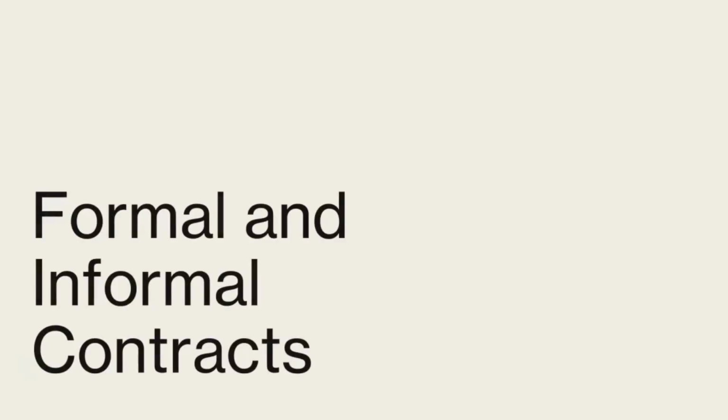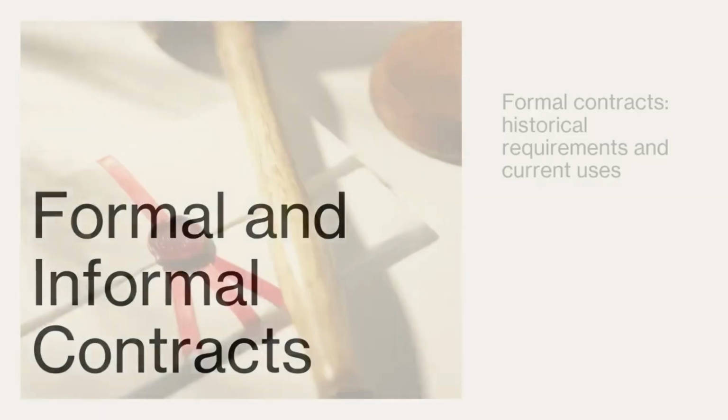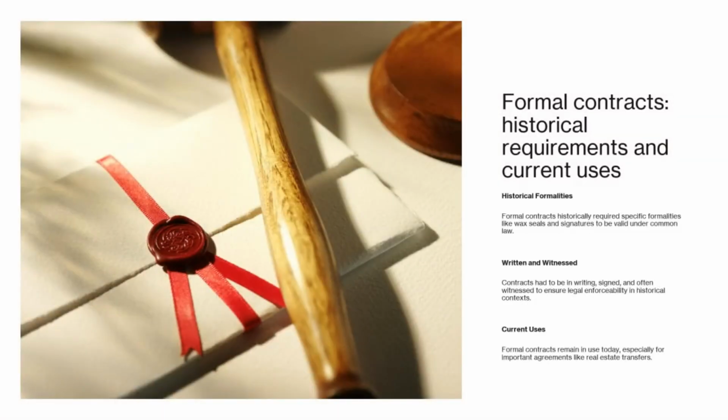Formal and informal contracts. We'll look at the difference between formal and informal. Formal are historical requirements and current uses, and informal are modern standards and forms of today. Formal contracts were previously required under common law, and parties were required to engage in certain formalities, such as affixing a wax imprint or an insignia to the document. It had to be in writing and signed and often witnessed, and it's still used today for contracts for transfer of real estate.